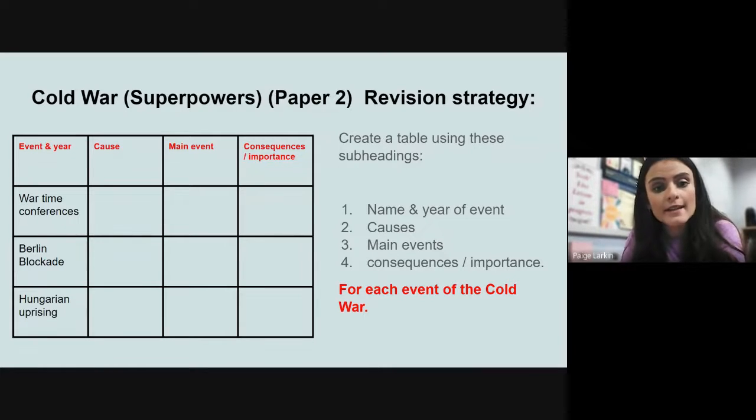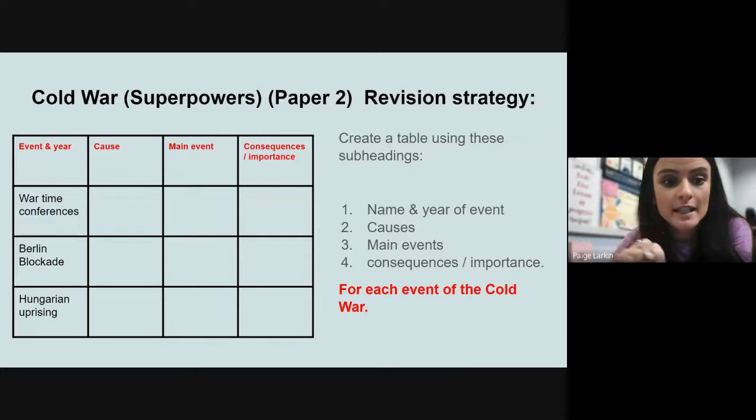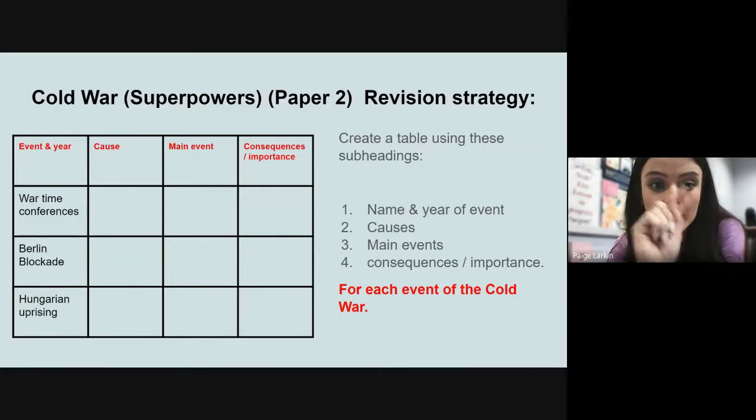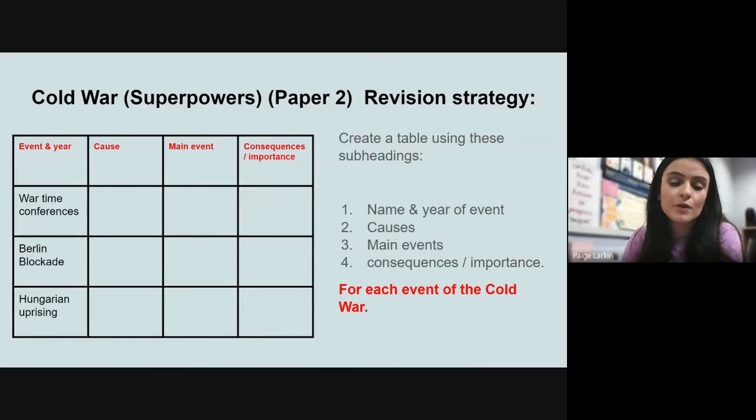So therefore, as a department, we think the best way to revise the Cold War is to create a table like the one that I've done on the screen, whereby you look at all the events that you've studied. And again, if your child is not sure about which events they've studied on the Cold War, then get to the textbook like I've just shown, get to the little subheadings in the contents page and make sure that there is at least one row on the table for each one of those subheadings.